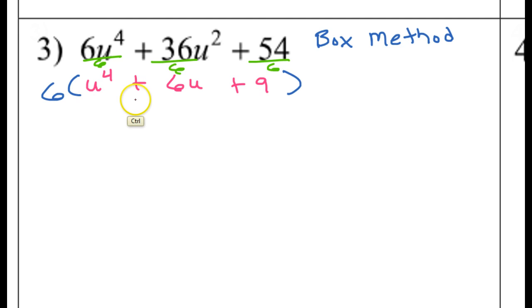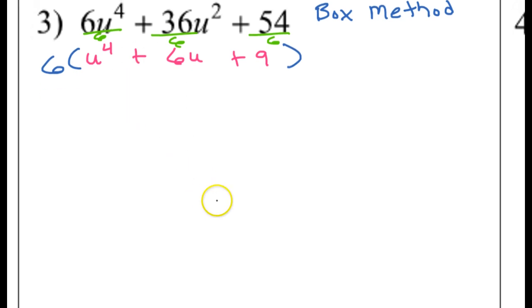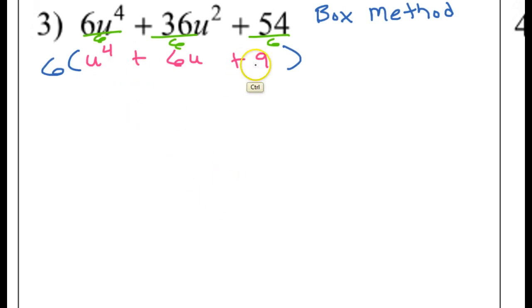All right, so for the rest of this problem, I'm going to focus on the red trinomial. I'm going to factor that. However, for your final answer, don't forget to put 6 in front of it. Okay, so we're going to do the box method, which starts off with a product and a sum. The product has to be A times C. So 1 times 9, so that's 9. The sum is always the B value, so that's going to be 6.